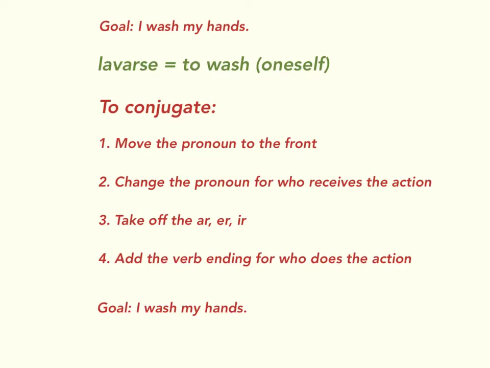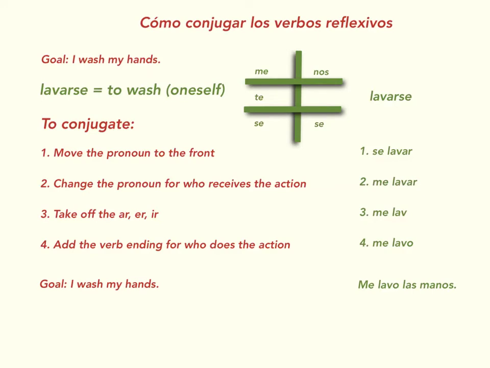The verb ending, of course, would be for an AR verb, o, as, a, amos, an. For an ER verb, o, es, e, emos, en. And for an IR verb, o, es, e, imos, en. So again, we have this goal of saying, I wash my hands. Let's take a look at now how this step process would work. So again, we have the verb lavarse. We want to say, I wash my hands.